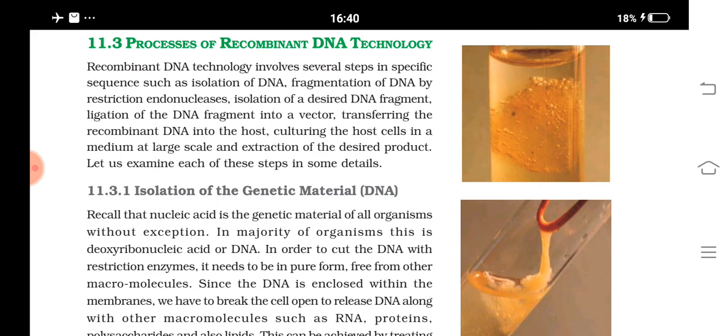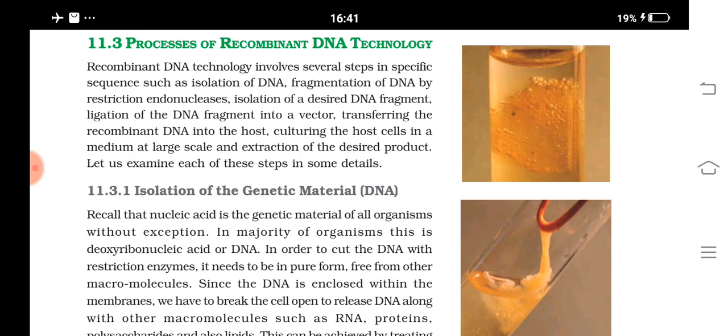Okay, then next step is what? Culturing the host cells in a medium at large scale, isn't it? And then we have to extract the desired product. Understood? So this is what you have to learn point-wise. These are the main steps that have to be done in the process of biotechnology.